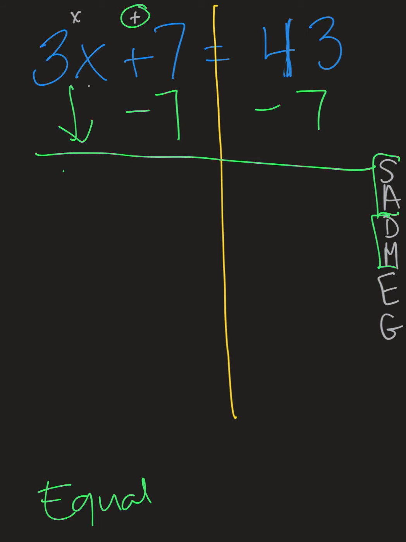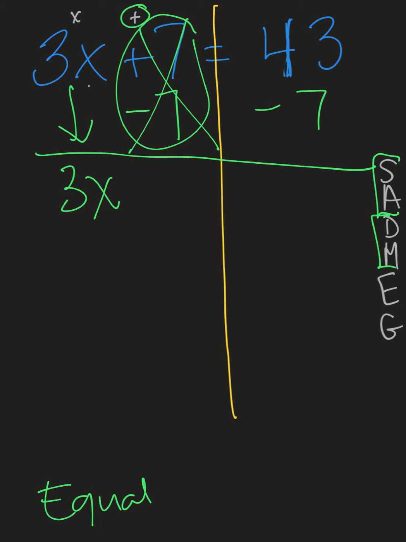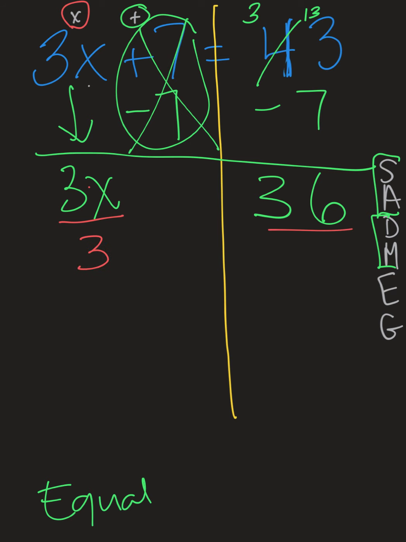Now I didn't do anything with 3x, so I'm going to just bring that down to the next step. The 7 minus 7 should cancel out. That's the reason why we use the same number, so they can cancel out, okay? And then 43 minus 7, so I have 3 minus 7, I do need to borrow. And then I have 13 minus 7 is 6, and 3 minus nothing is 3. And then continuing on, now I'm going to get rid of this multiplication here, right? And I'm going to do the inverse, which is division by 3. If I do it to one side, do it to the other.